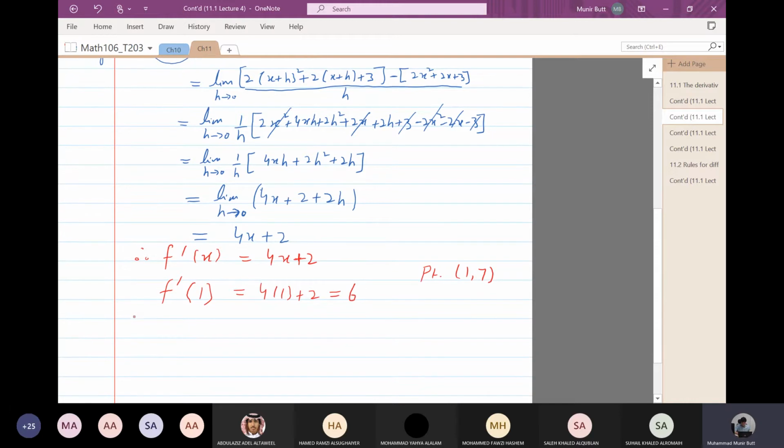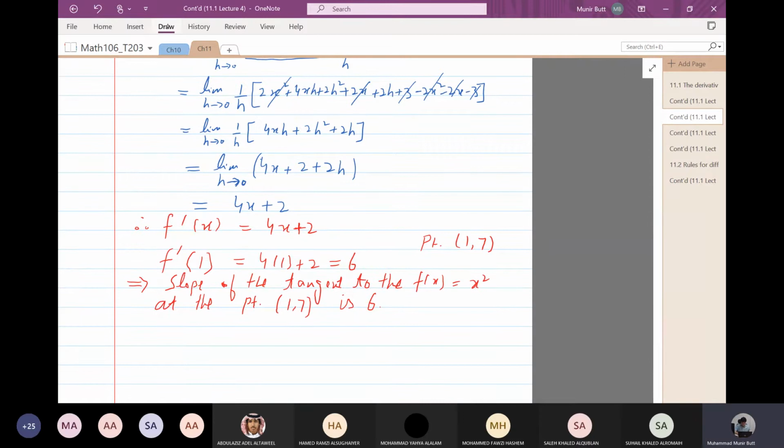And what is this? This means that the slope of the tangent to the curve f of x at the point (1, 7) is 6. Agree? Yes.